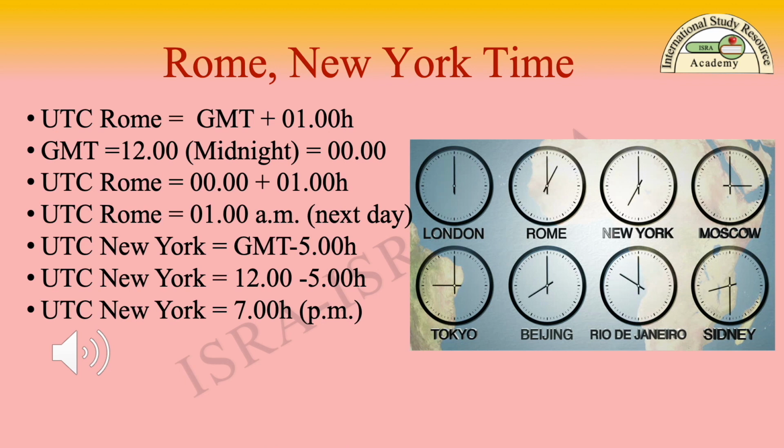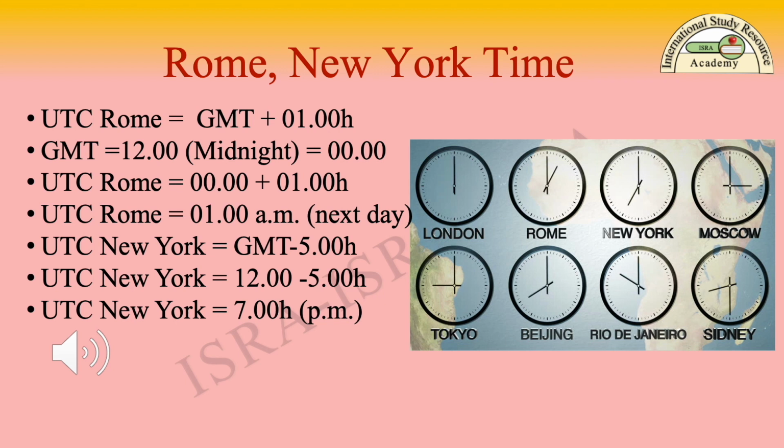Rome and New York time. Rome clock is showing Rome Standard Time UTC with respect to GMT London. You know UTC Rome is equal to GMT London plus 1 hour. GMT London clock is showing in the diagram 12 o'clock midnight or 24 hours or 00.00 or 0 time. Therefore, UTC Rome is equal to 00.00 plus 01.00 hour is equal to 01.00 am, and this is next day time 1 am.